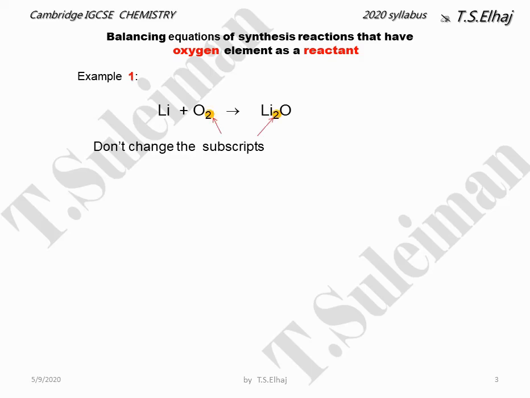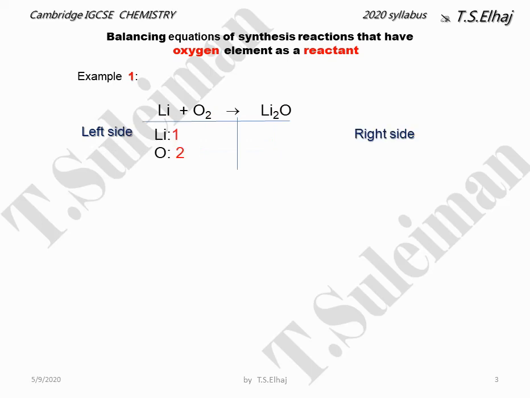To balance, first of all, you have to bear in mind that you must never change the subscripts. Subscripts are the numbers to the lower right side of an element in the formula. Like this, in O2, the number 2 is the subscript. In Li2O, the number 2 is the subscript. If you change these, you will ruin the formula.